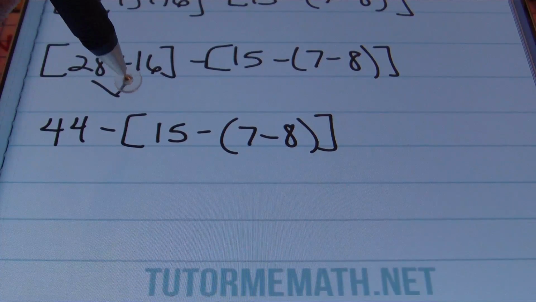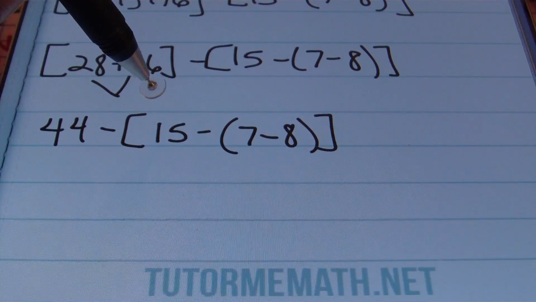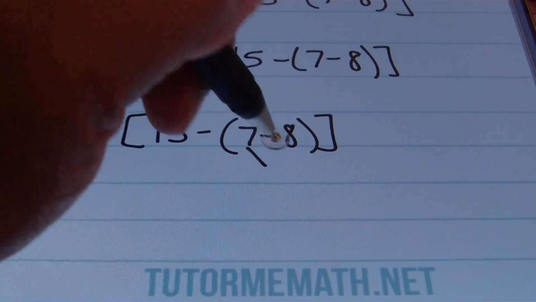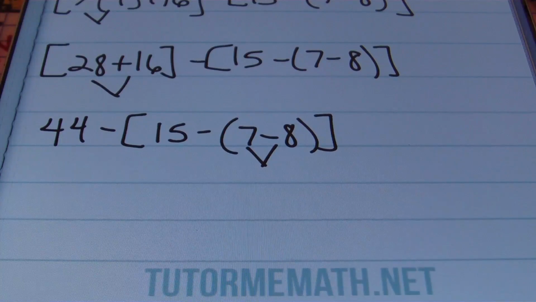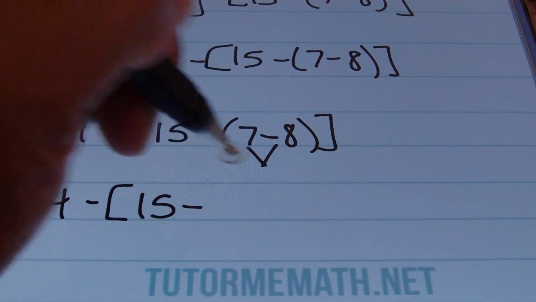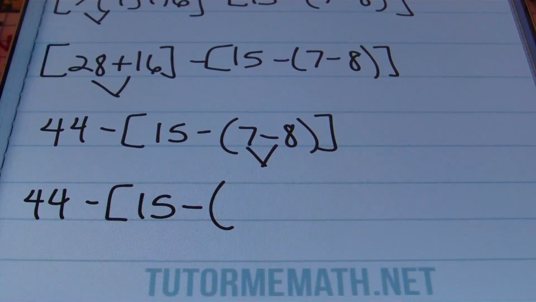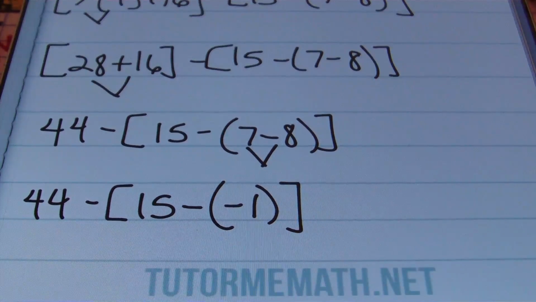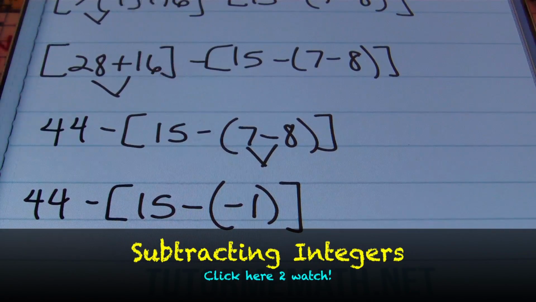So inside of these brackets, we start the order of operations over again, and that takes us to the set of parentheses. And inside of this set of parentheses here, we have 7 minus 8. So we'll subtract. So bring down your 44 minus bracket 15 minus the difference of 7 and 8, which is going to be -1. That's right. 7 minus 8 is -1. If you need a brush up on adding and subtracting with integers, go ahead and check this video out. It'll help you out with subtracting integers.